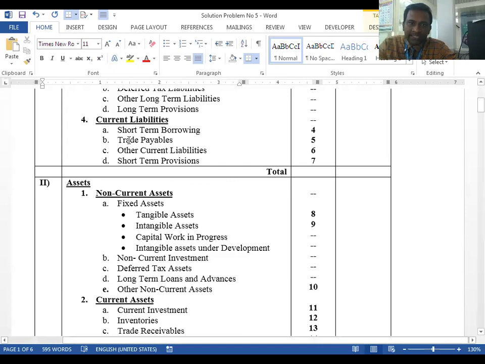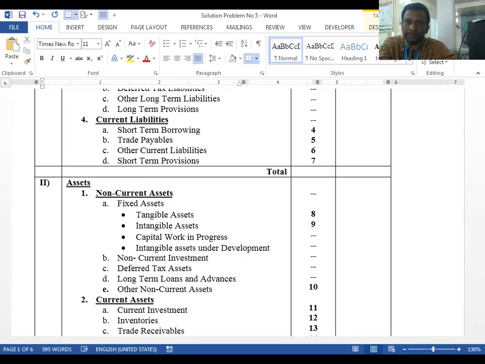See, is outstanding salary a short-term borrowing? No, it is not borrowing, it is a due amount. Is it a trade payable, related to sundry debtors, etc.? No. Is it a short-term provision? No, it is not like a provision for taxation or proposed dividend. So ultimately, outstanding salary is the short-term borrowing, trade payable, other current liabilities, or short-term provision? Send me the answer in the chat box.